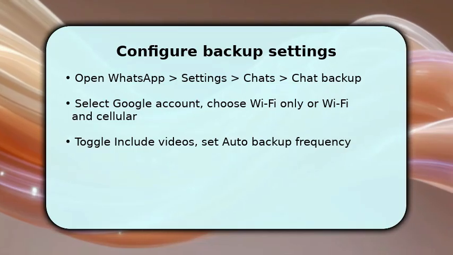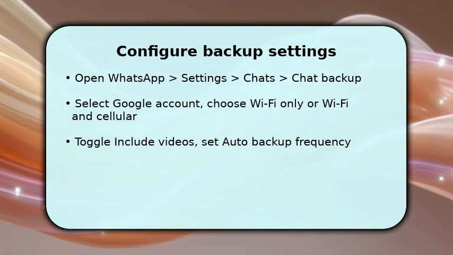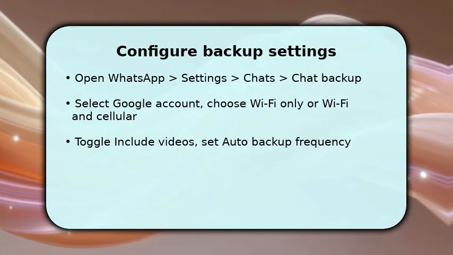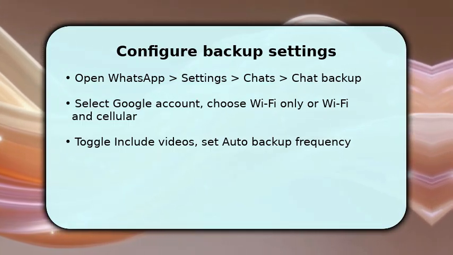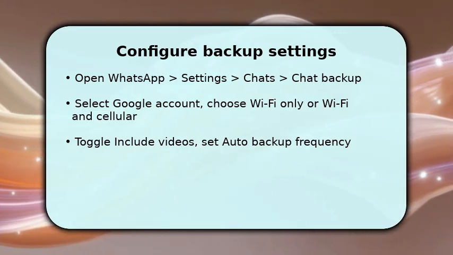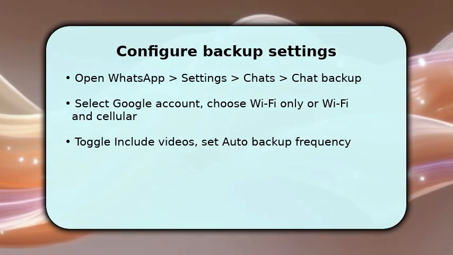Now configure the backup itself inside WhatsApp. Navigate to Settings, Chats, Chat Backup, then pick the verified Google account from the list. Choose whether to include videos. Videos increase size dramatically, so disable if space is limited.